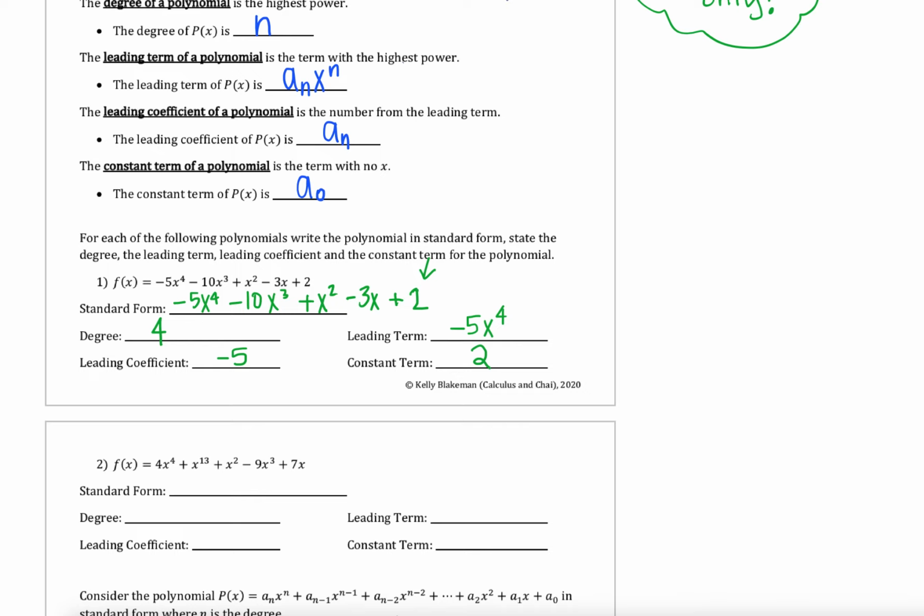So standard form for this polynomial has to have the highest power, which would be the x to the 13th. Then we'd have the 4x to the fourth. Then we'd have that negative 9x cubed plus that x squared term, and then plus the 7x. And in this case, I don't have every single integer power from 13 down, but out of all the powers that I have, I'm listing them from highest to lowest power.